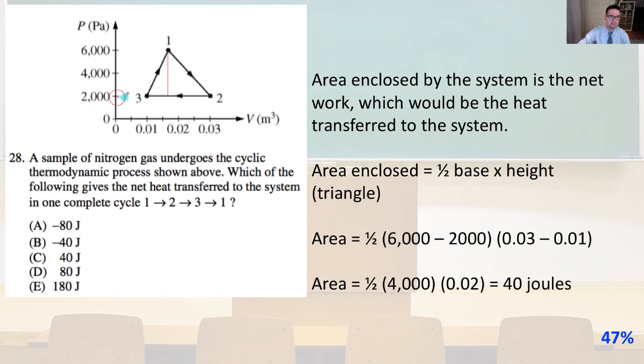The height is 6,000 minus 2,000 is 4,000 in a particular set of units. So the area is going to equal 1/2 the base times the height. The height is 6,000 minus 2,000 is 4,000, and the base is right here, 0.03 in a particular set of units minus 0.01 in a particular set of units, and that is going to equal 1/2 times 4,000 times 0.02, and that's going to equal 40 joules. That is answer C.